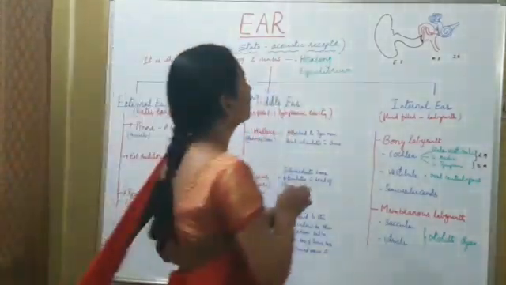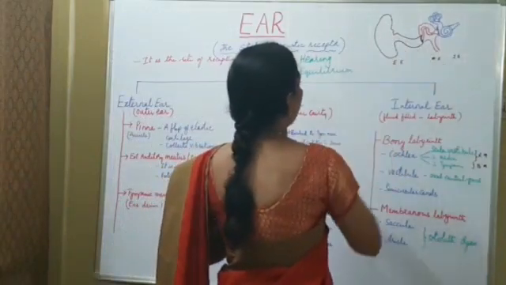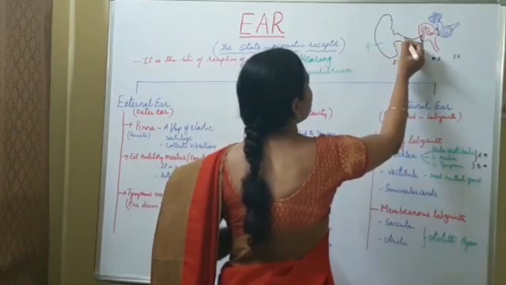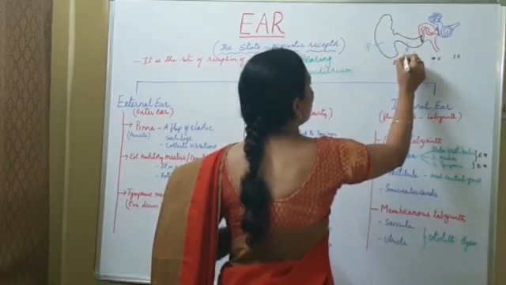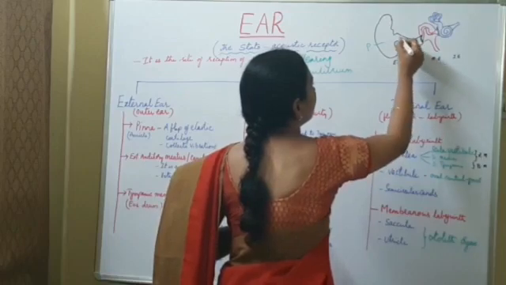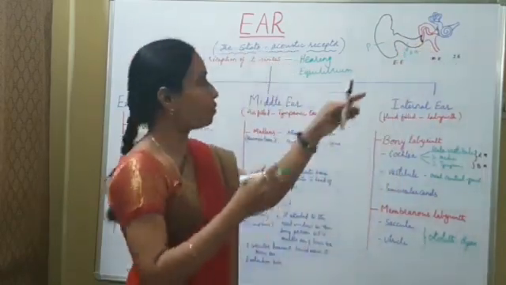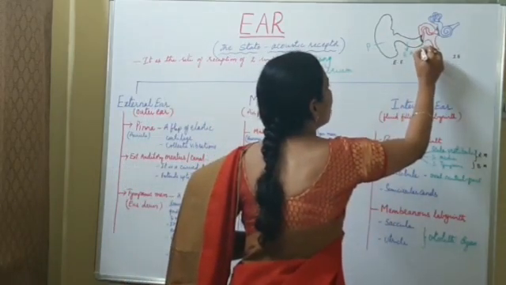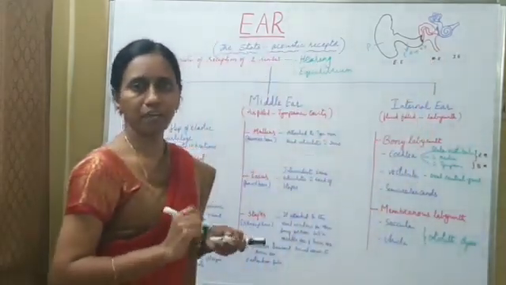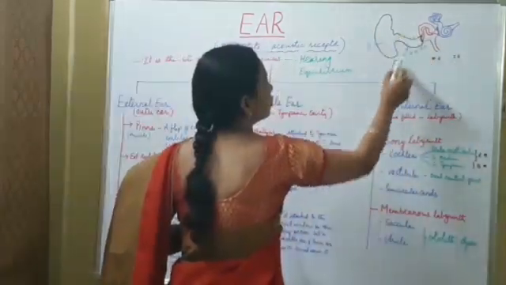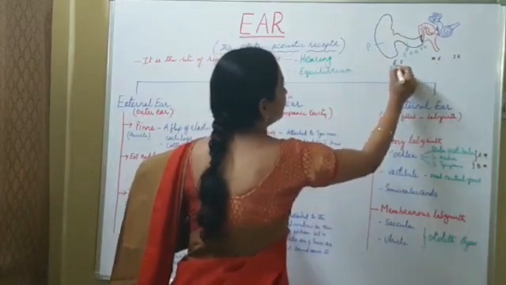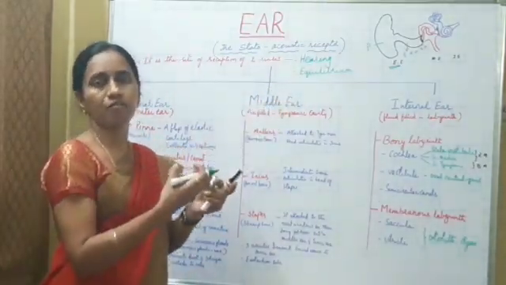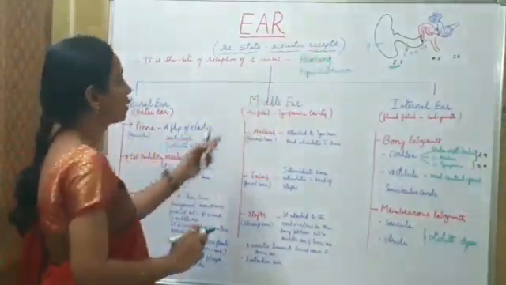If you observe here, this is the external ear, the pinna. And this is the next part, which is called the external auditory meatus. It is a curved tube and it extends up to the last part, the eardrum. This is the eardrum, also called the tympanic membrane. All three parts constitute the external ear. This eardrum is a transparent membrane which receives the sound vibrations and sends them to the next part, the middle ear.